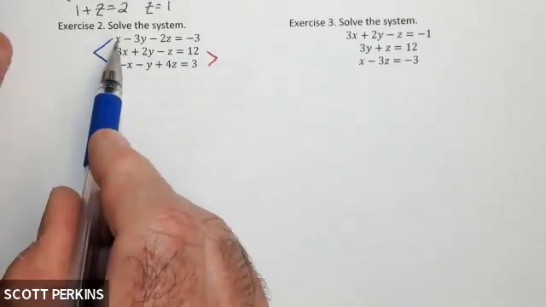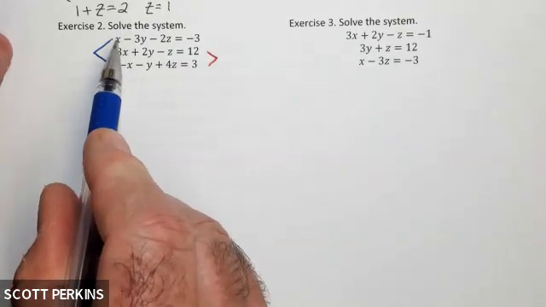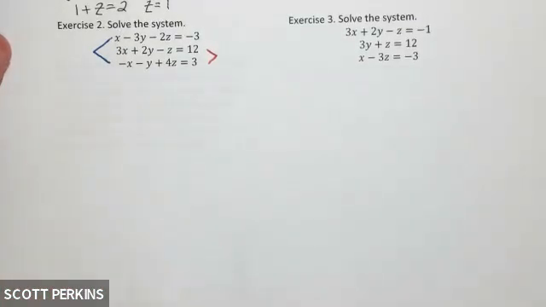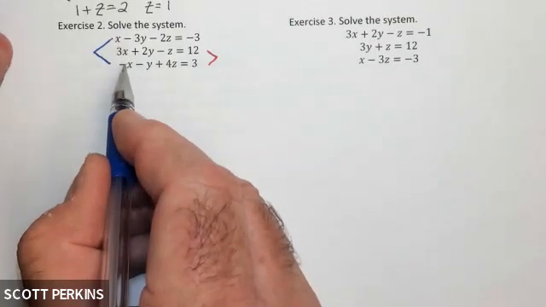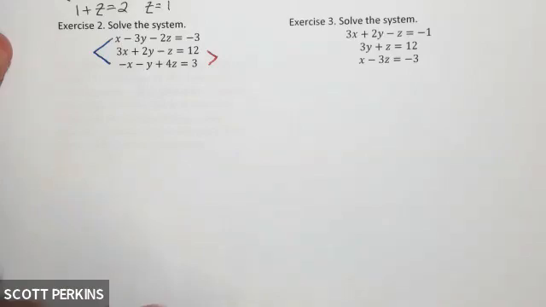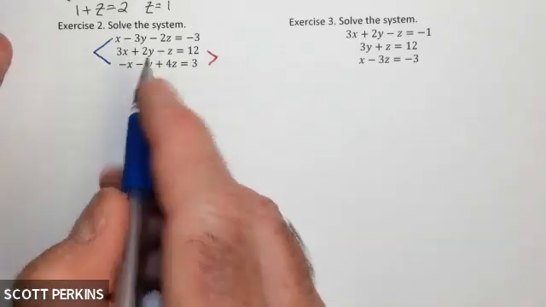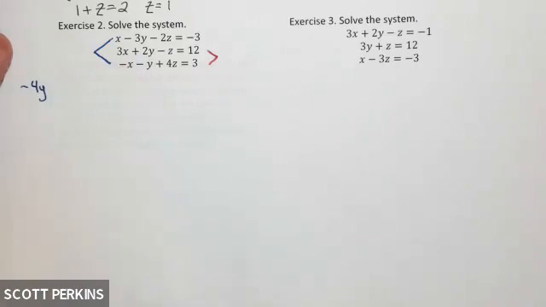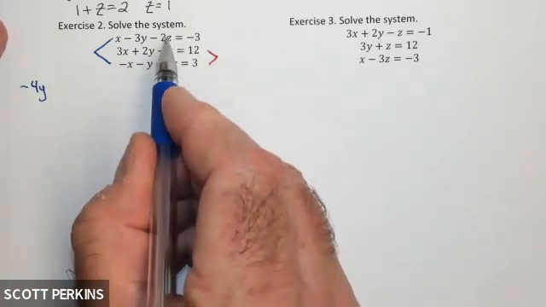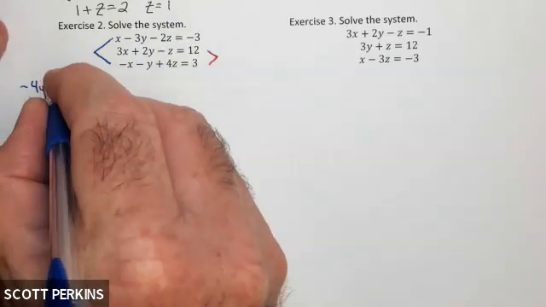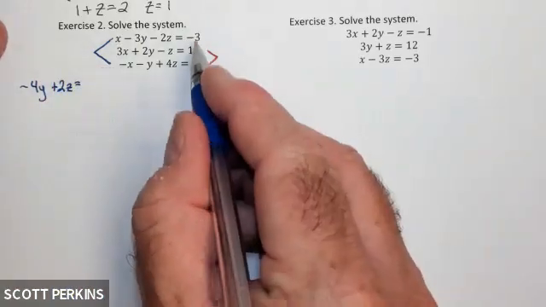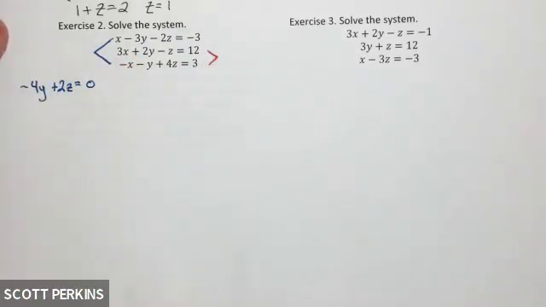With the x's, if I add the top and the bottom one, you notice I've got a positive x, a negative x. It's going to cancel out right away. So x plus negative x, no more x's. And then I have negative 3y and negative y. That's negative 4y. I'm going to write that right there. And then negative 2z plus 4z is plus 2z. And then negative 3 and 3 is 0. We eliminated the x's first. And there's my first equation. So far, so good. Anybody get something different?